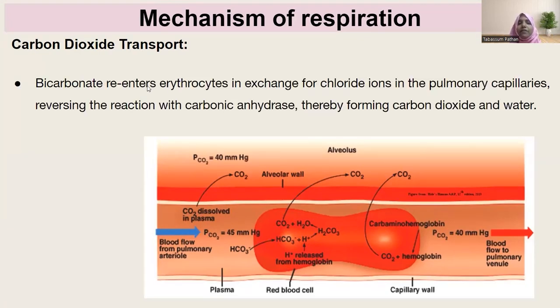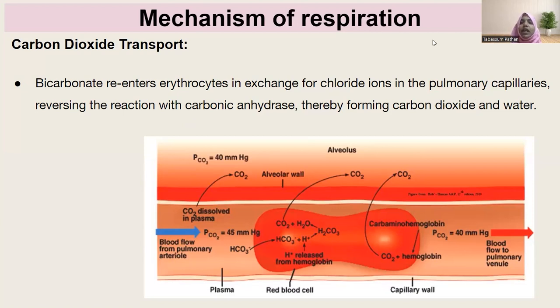So bicarbonate ion will re-enter the RBC in exchange for the chloride ion in the pulmonary capillaries. So here the blood vessel that we are talking about is a pulmonary capillary, basically the ones which return carbon dioxide to the lungs for exhalation. This reverse reaction will happen with the same enzyme carbonic anhydrase and thereby forming carbon dioxide and water.